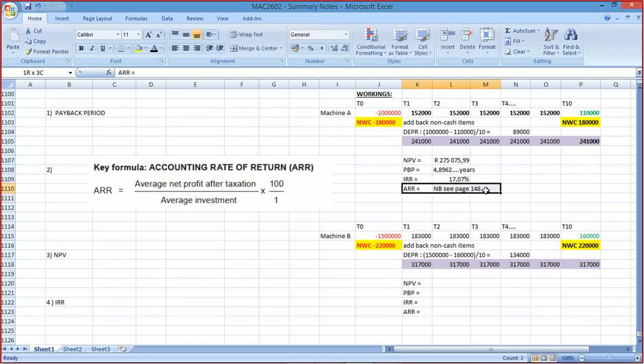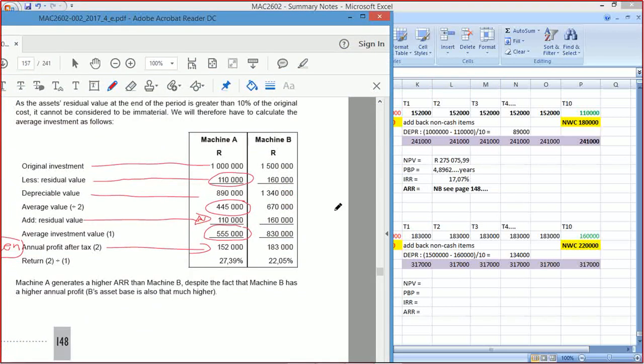Okay, you need to follow the ARR calculation here because they gave you the average net profit after tax. That was fine, it wasn't going to change, because think about it. Average net profit after tax, the start was 152. The end was 152. So if I take start plus end and divide it by 2, what do I get? I still get 152. 152 plus 152 divided by 2 is still 152, because the amount stayed the same.